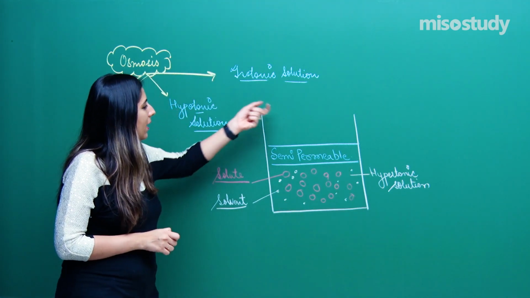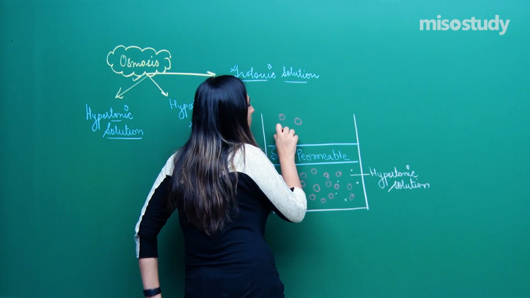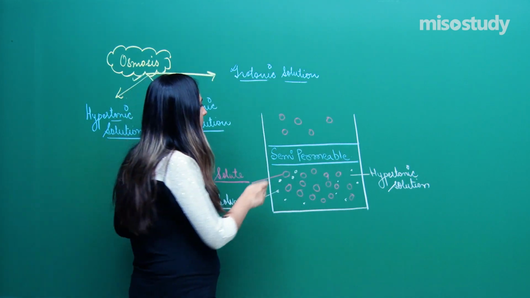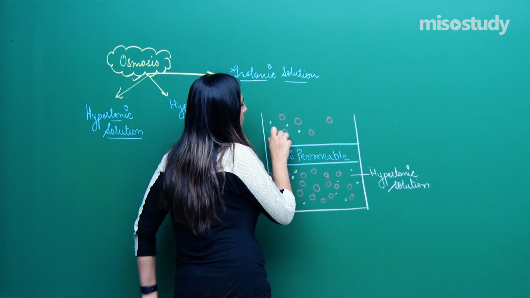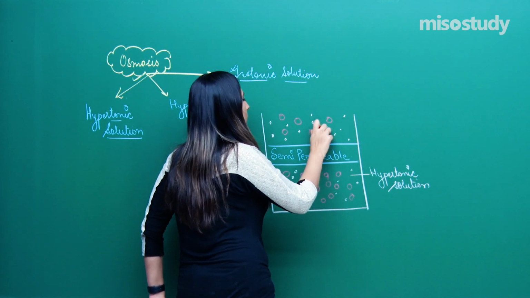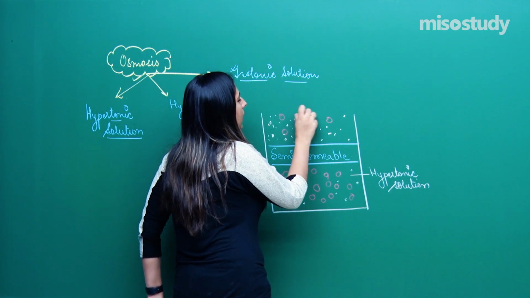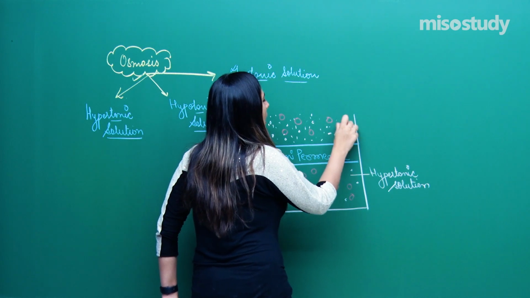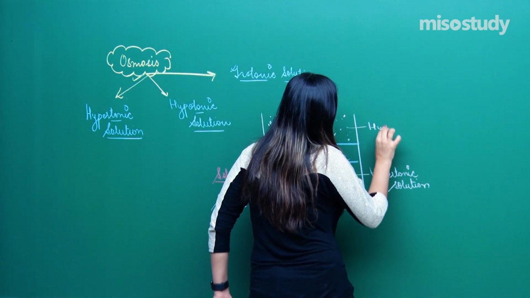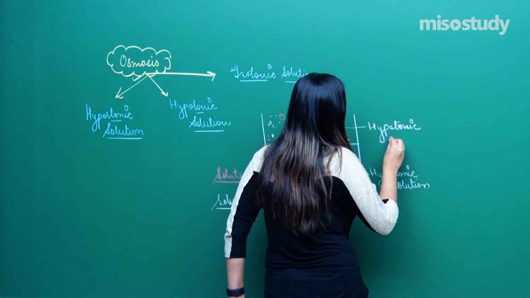Let's talk about the other solution. Suppose in that the number of solutes is very small, and the number of solvent molecules is very large. That solution will be called a hypotonic solution.